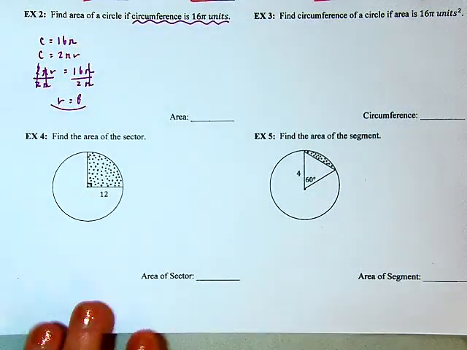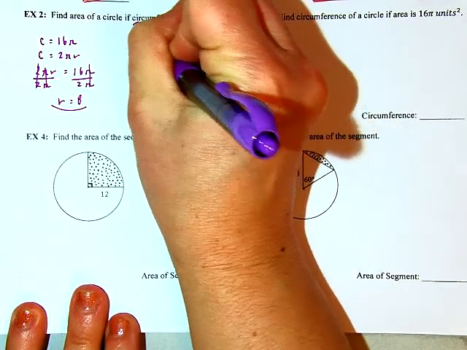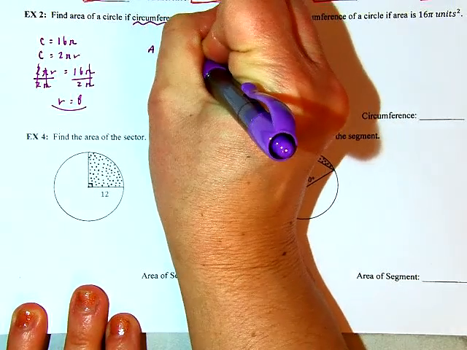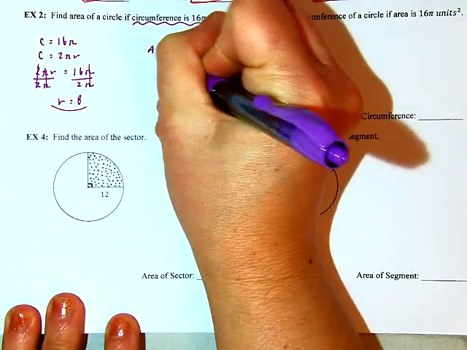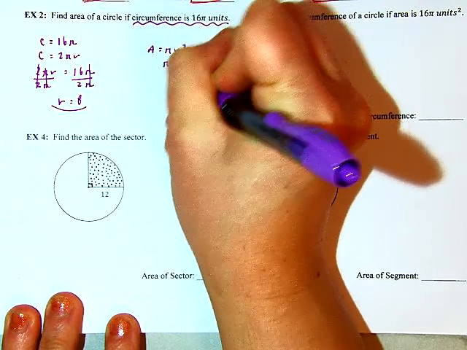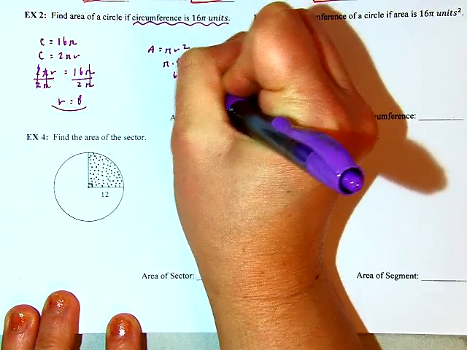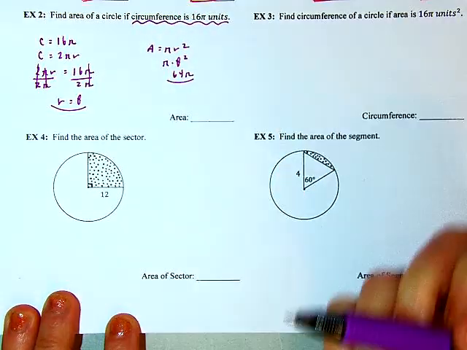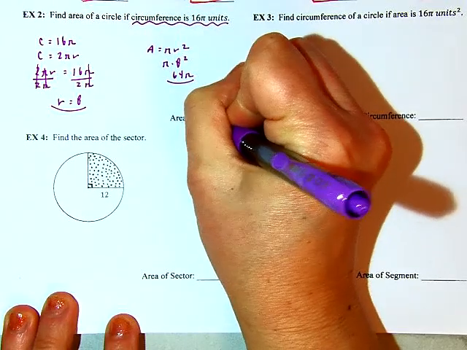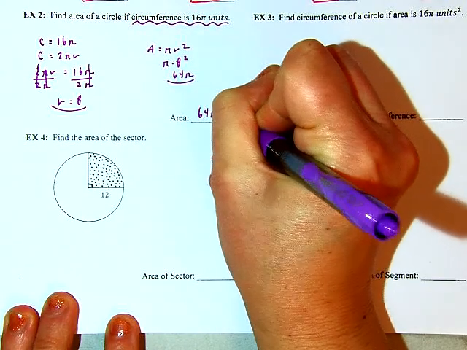Okay, so now I want area. Area is pi times the radius squared, and my radius is 8. So pi times 8 squared, I would get 64 pi, right? We actually already solved that up above in problem 1. All right, so 64 pi units squared.